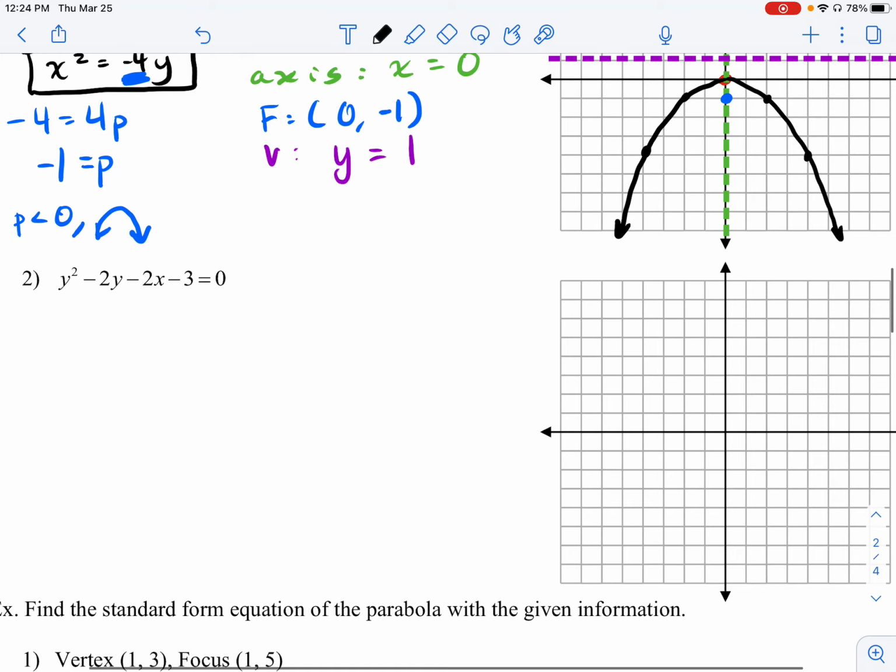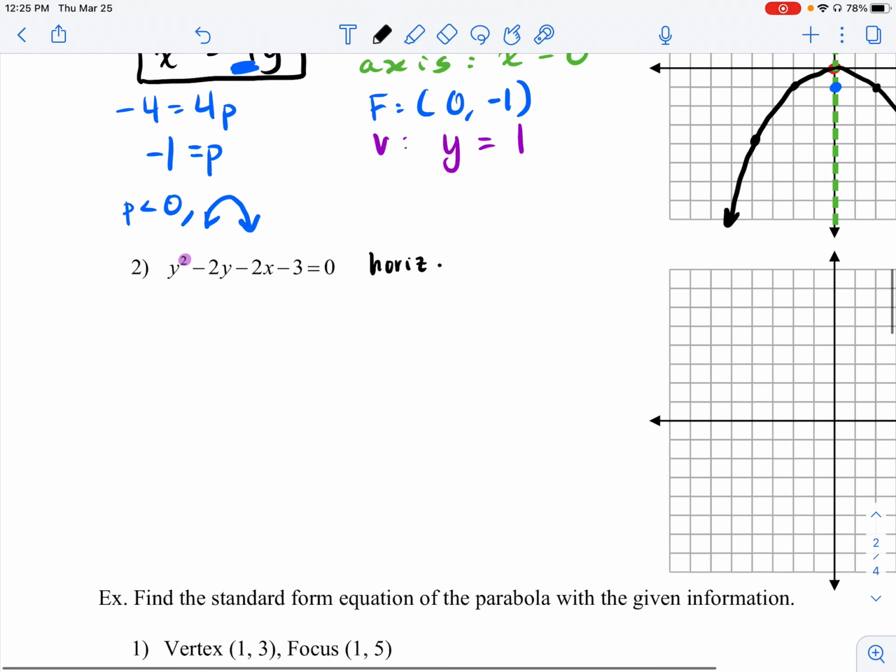Let's go ahead and take this equation and let's write it in standard form. Notice right off the bat that our y is what is squared. So that tells me right away that this is going to be a horizontal parabola. It's going to be opening either to the left or to the right.